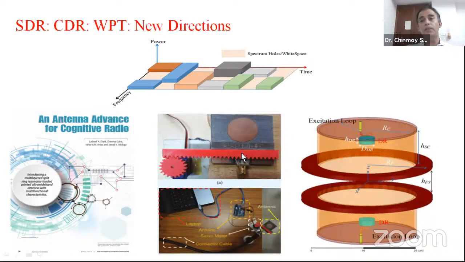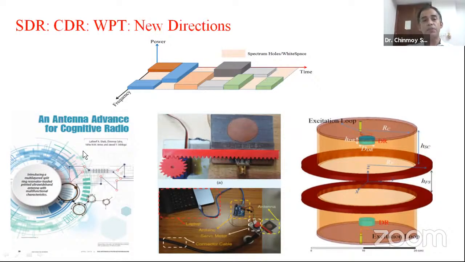who worked with me for 6 months. In 6 months, he designed an antenna which is reconfigurable, and the reconfiguration is achieved by using a servo motor. And the servo motor is actually controlled by an Arduino microcontroller. This is the overall setup, and this is an antenna which is smart, which is frequency reconfigurable, which is agile. And this antenna has applications for cognitive radio.